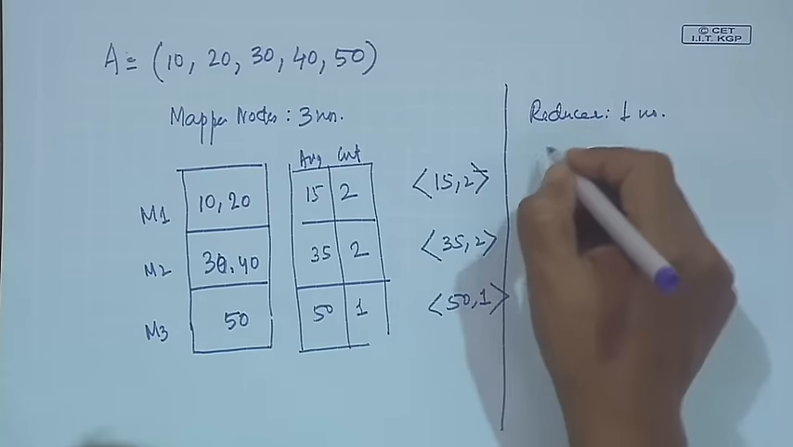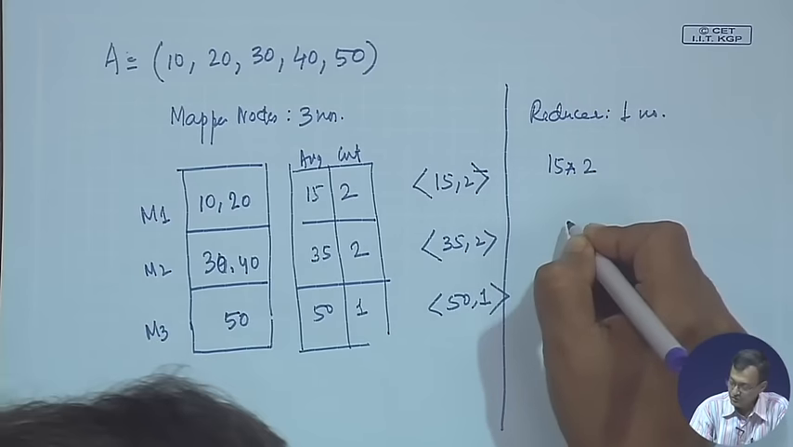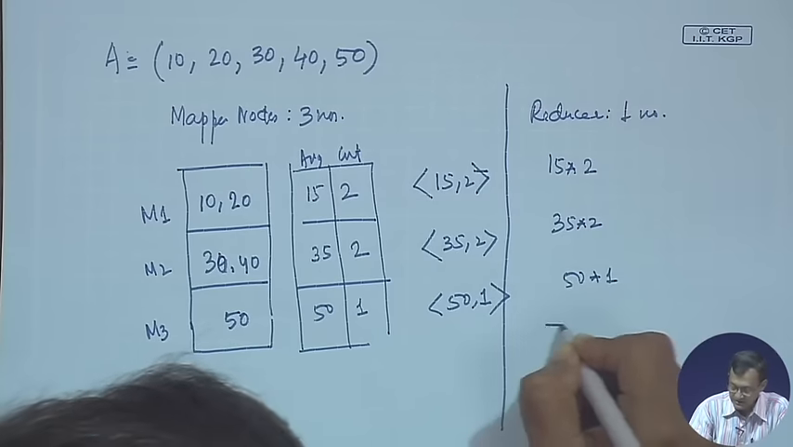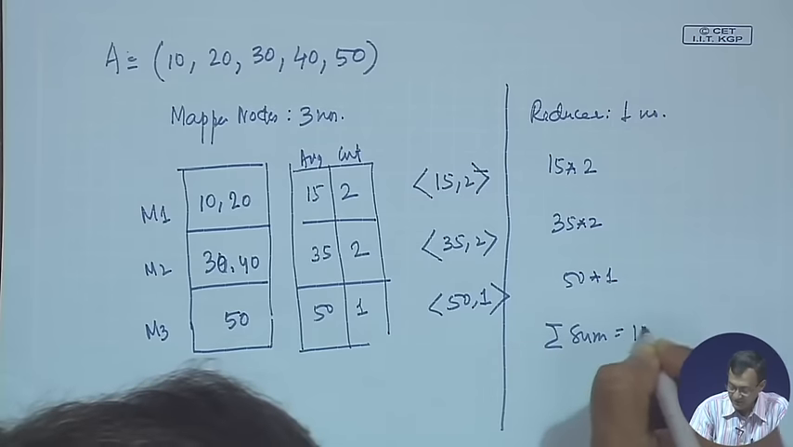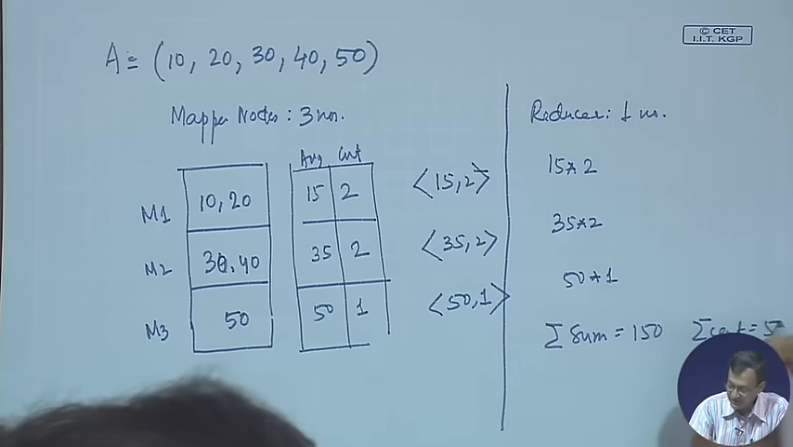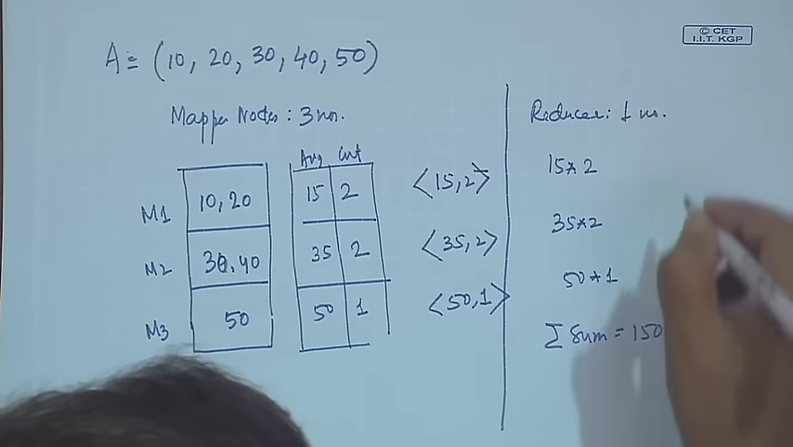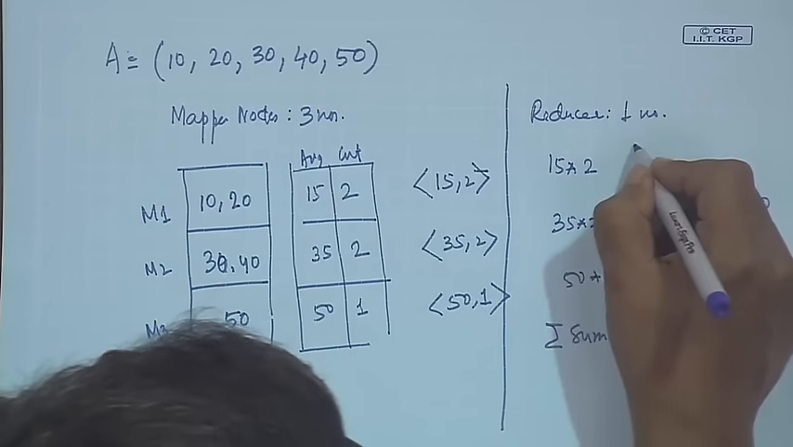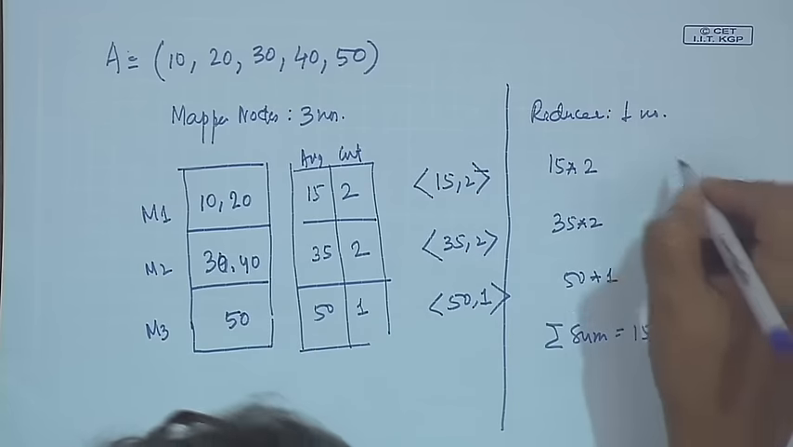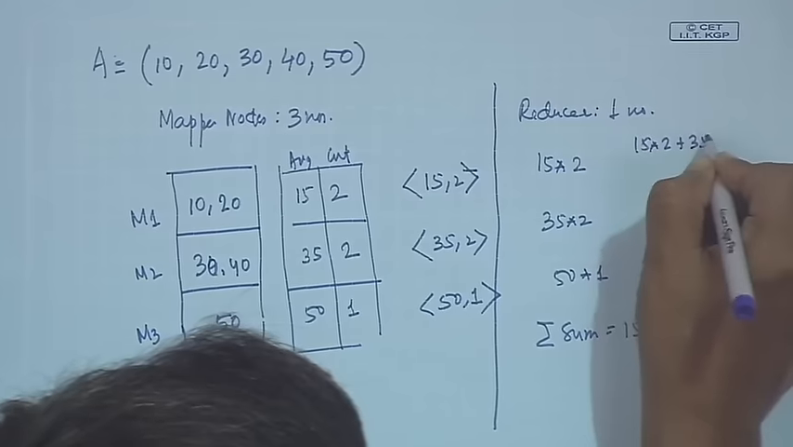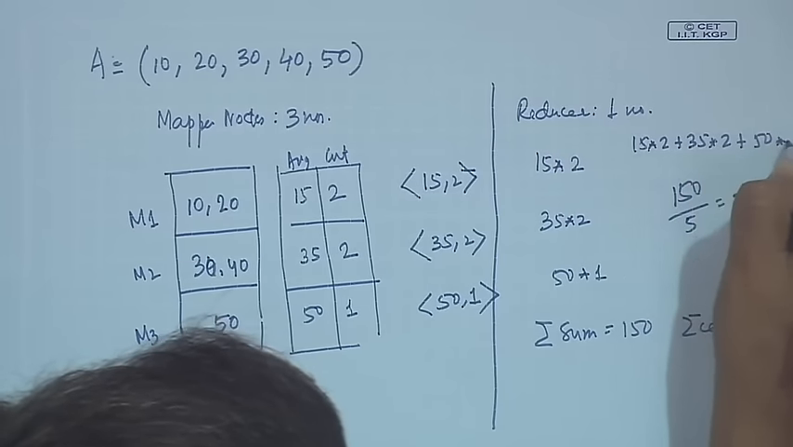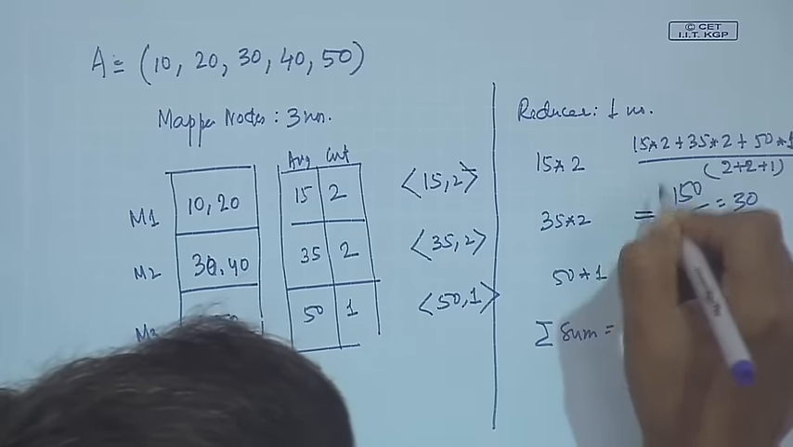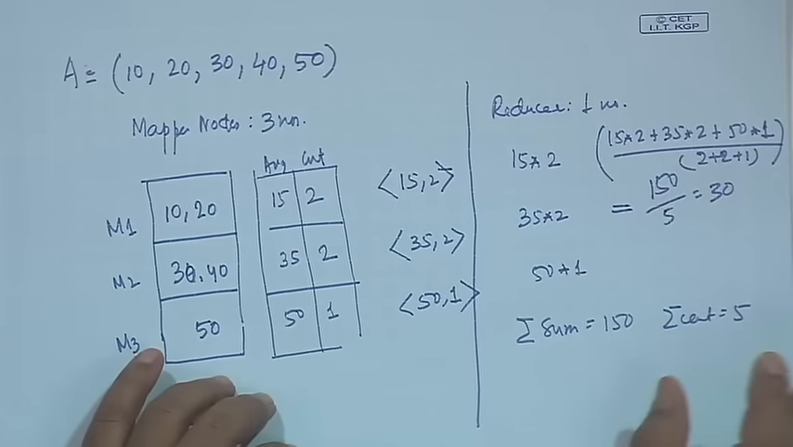So it takes 15 star 2, 35 star 2 and 50 star 1. In other words, sigma sum is 150, sigma count is 5. So it computes 150 by 5, which is 30, or 15 star 2 plus 35 star 2 and so on. Okay, that is exactly what it does.